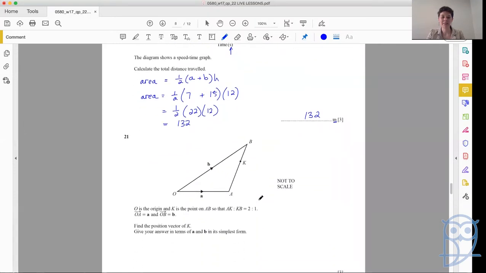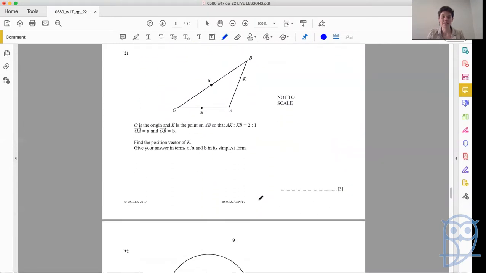Next one, question 21. The joy of vectors. So O is the origin, and K is a point on AB, so that AK to KB equals 2 to 1. So they haven't done that, so I'm going to add that in there. OA is vector A, and OB is little vector B. Okay, they are position vectors. They're going from the origin to the point. Find the position vector of K. So they want OK. Give your answer in terms of A and B in its simplest form.